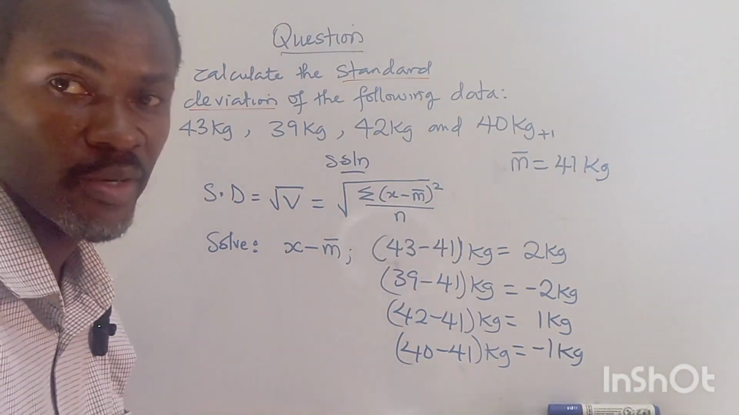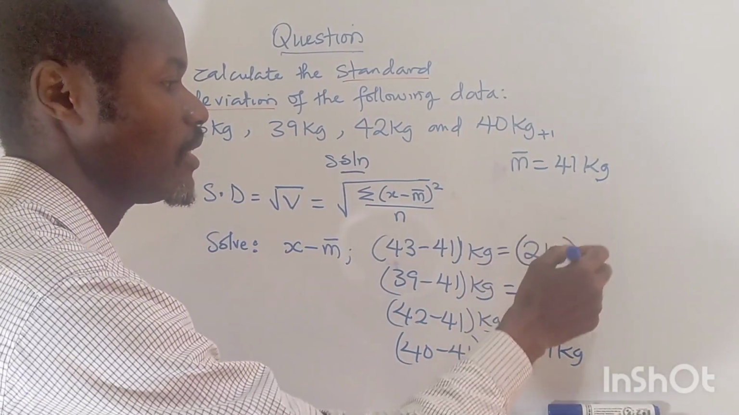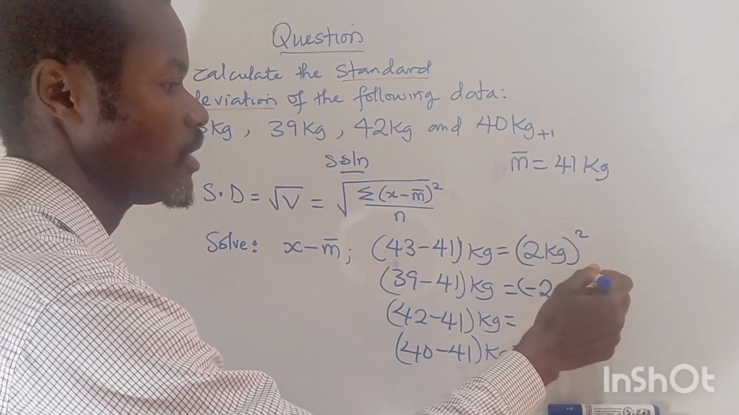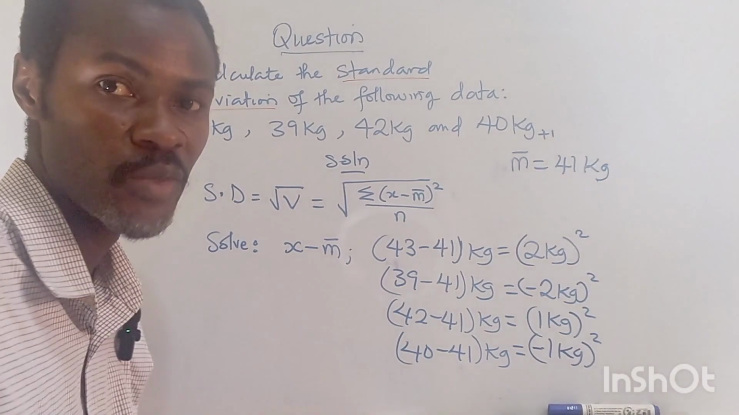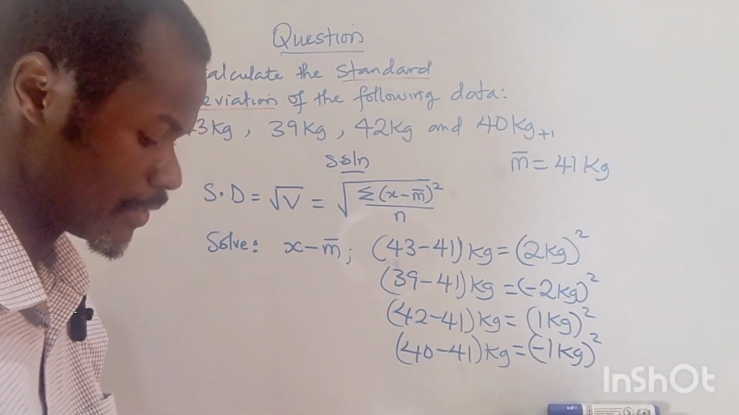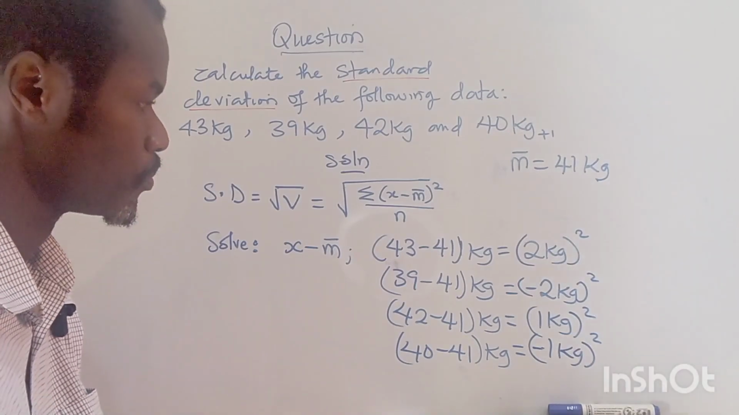Square each of them, all right? So we are going to square this, we are going to square this, we are going to square this, and we are going to square this, okay? So let's see what that gives us.